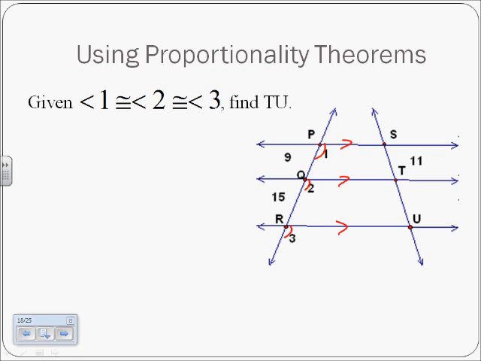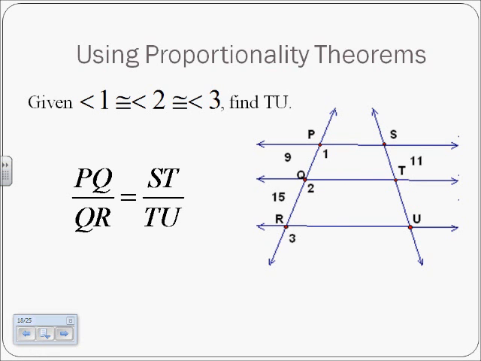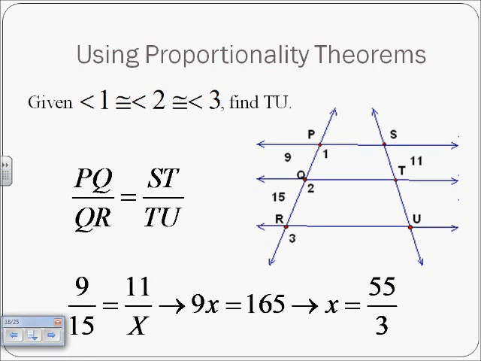So therefore, if they're all parallel, then by the previous theorem we can write a proportion which will find TU. We know that PQ over QR is equal to ST over TU. Filling in the information, 9 over 15 is equal to 11 over X, 9X is equal to 165, and X is equal to 55 thirds when we simplify. Again, the key is how do we get the proportion and what do we use? Once we have the proportion, it's pretty easy to solve.